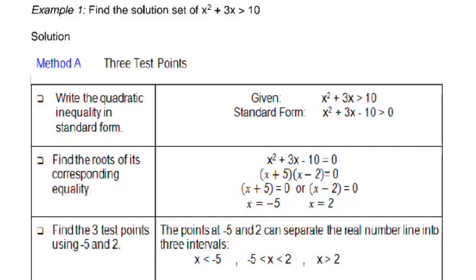Next, you're going to make this one into an equation. You're going to change the inequality sign to an equal sign, so you're going to have x squared plus 3x minus 10 equals 0. Then using factoring, you're going to have the factors x plus 5 times the quantity x minus 2 equals 0. Then using the zero product property, you're going to have x equals negative 5 or x equals 2.